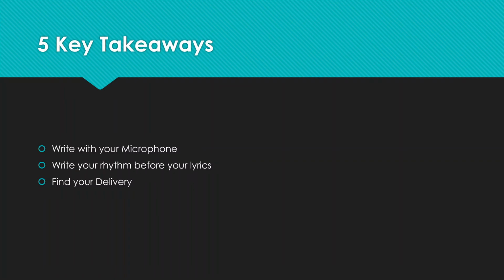Even if you have a melody in mind for a chorus, you could be singing it in different octaves. Some people might sound better singing from the diaphragm. Some people might sound better singing in falsetto. So it is important that you go out there, experiment, and find your delivery, find your style. But writing with your microphone is something that will help you along the way.